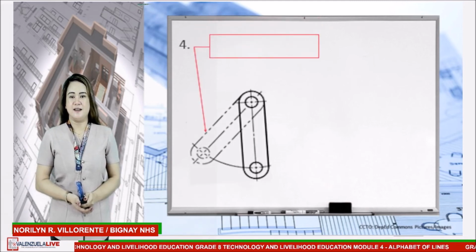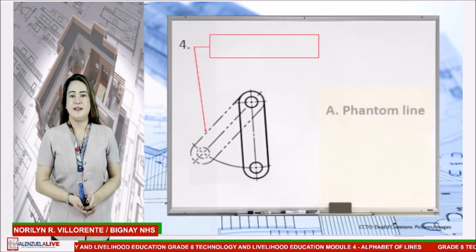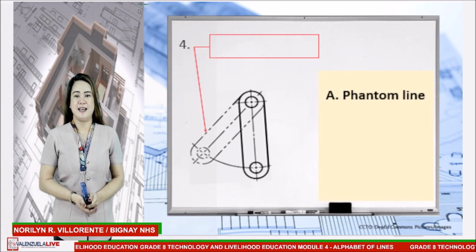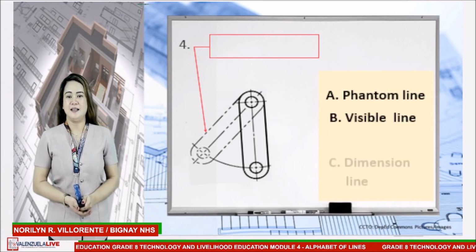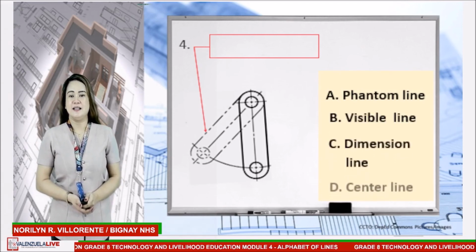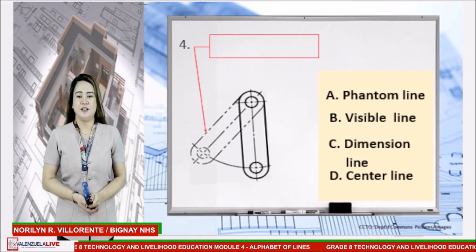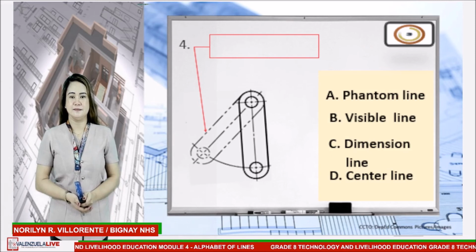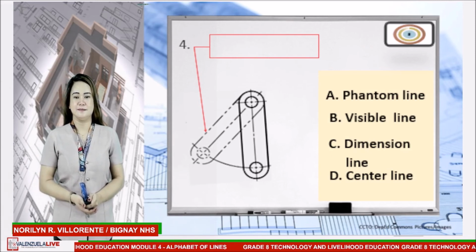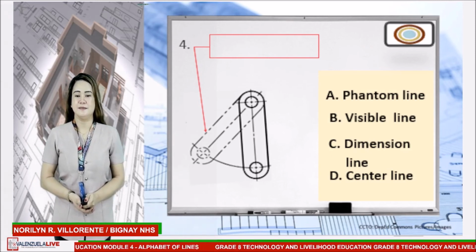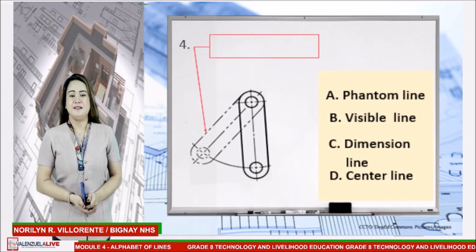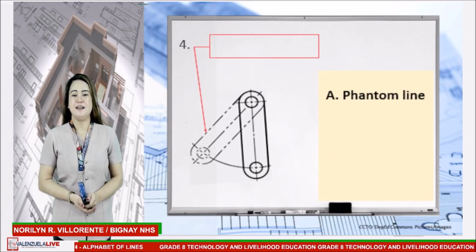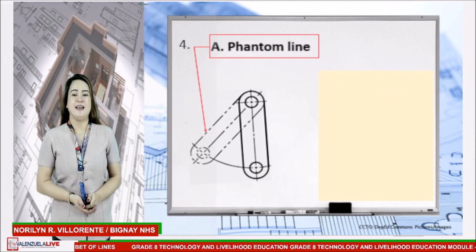Number 4. A, phantom line. B, visible line. C, dimension line. D, center line. Your timer starts now. Time is up. The correct answer is letter A, phantom line. Excellent.